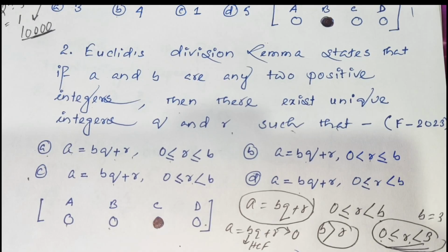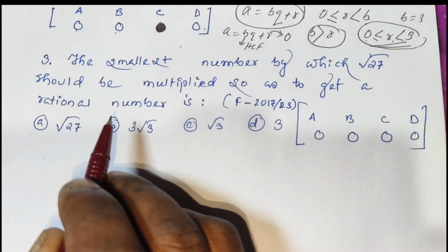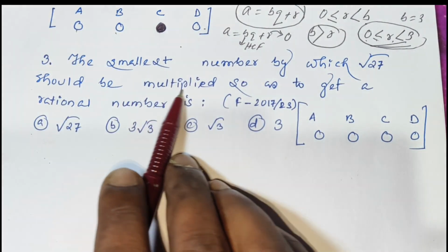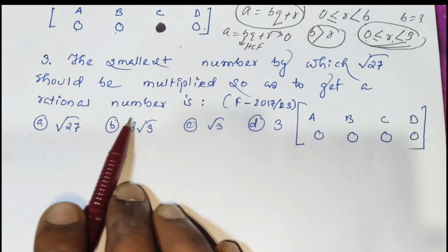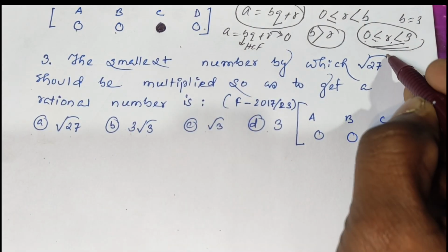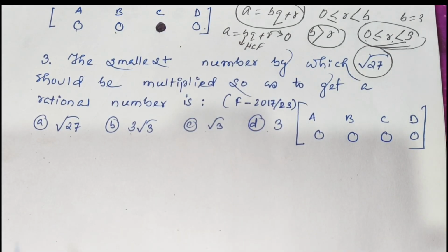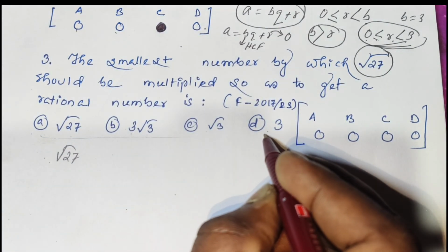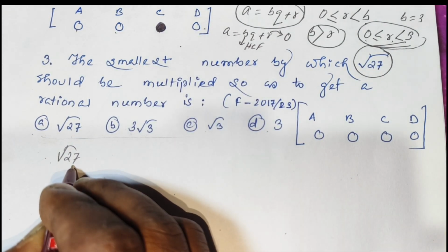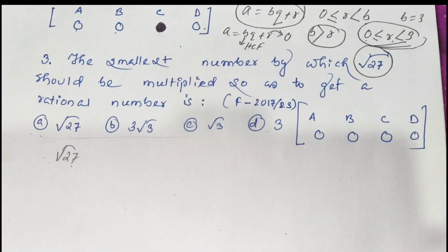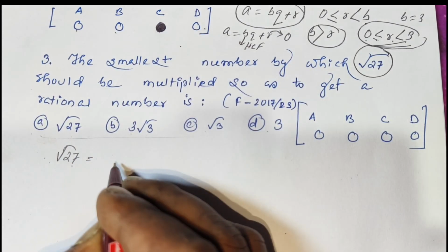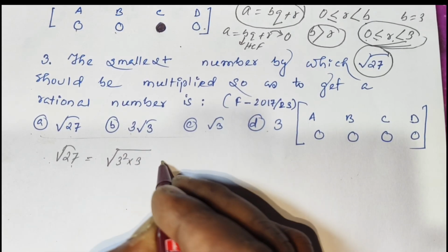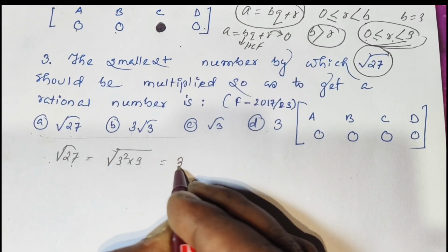Right. Now the next question. Question number 3. The smallest number by which √27 should be multiplied so as to get a rational number is. √27 is an irrational number, right? For the following, the smallest number we have to multiply with it to get a rational number. √27 we can write as √(3² × 3). Then the square root cancels, which means it is 3√3.